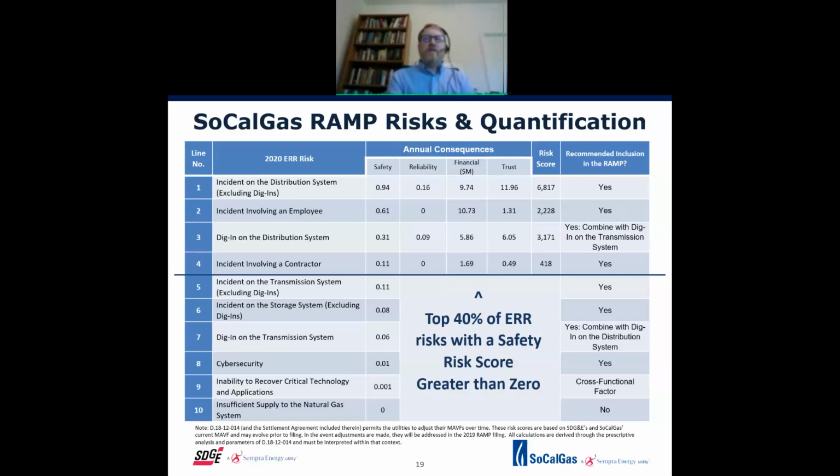And then there's also another note down here in risk number 9. It says cross-functional factor. I would like to hold the questions on cross-functional factor until a little bit later. We have a section on it, but essentially it's risks that are not as clear-cut and affect other risks, and we want to handle them in a particular way. We'll get into that in a further segment. Again, what I would like to do is show SoCalGas and SDG&E, and then we can take some questions at the end.